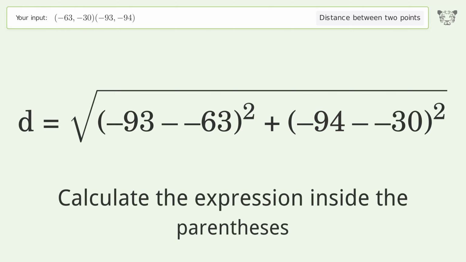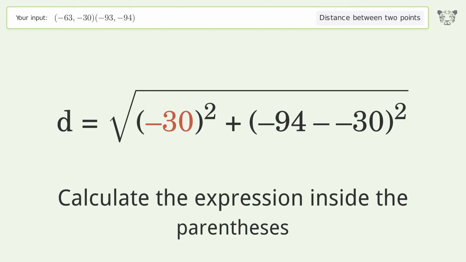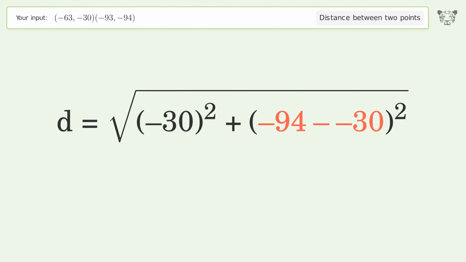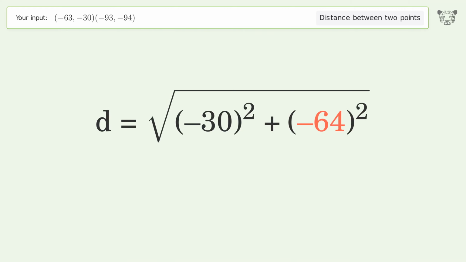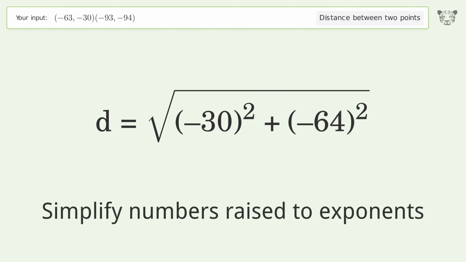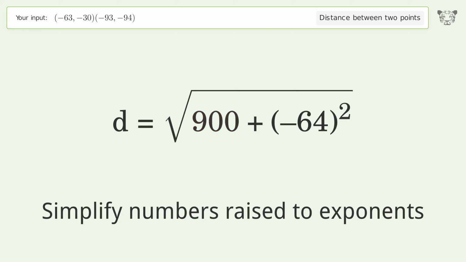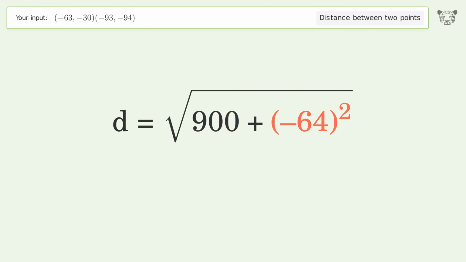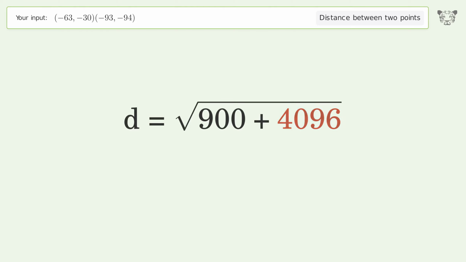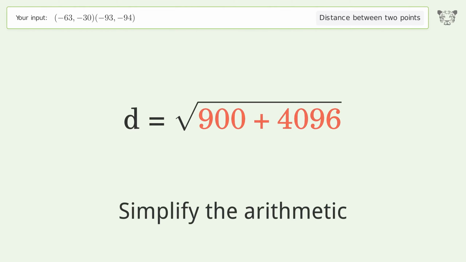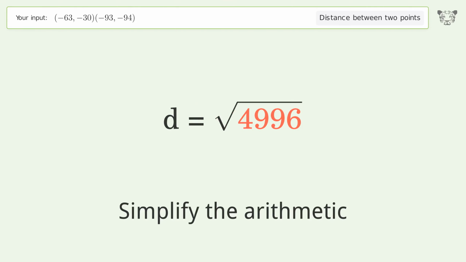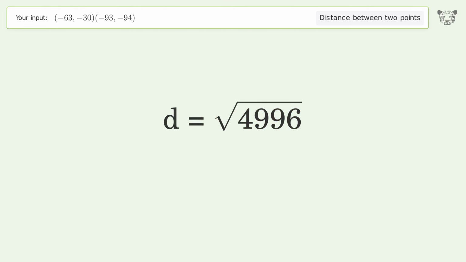Calculate the expression inside the parentheses. Simplify numbers raised to exponents. Simplify the arithmetic. And so the distance between the 2 points is the square root of 4,996, or 70.682.